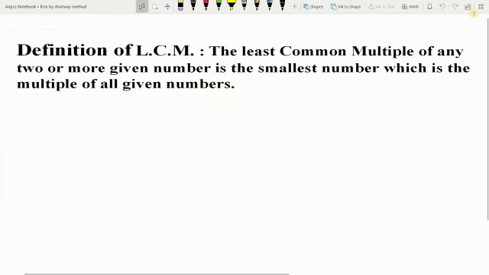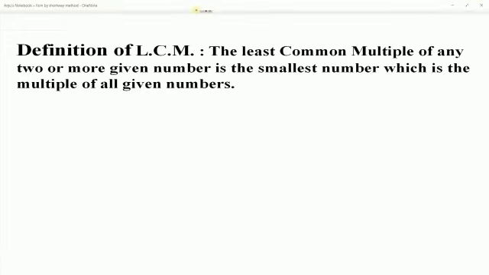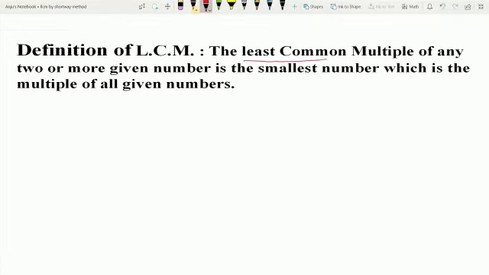So, what is LCM? As we know, the least common multiple of any two or more given numbers is the smallest number which is a multiple of all the given numbers, and it is common to all the numbers. It is the least common multiple, or smallest common multiple, of all the given numbers. So let us understand it with the help of some examples.